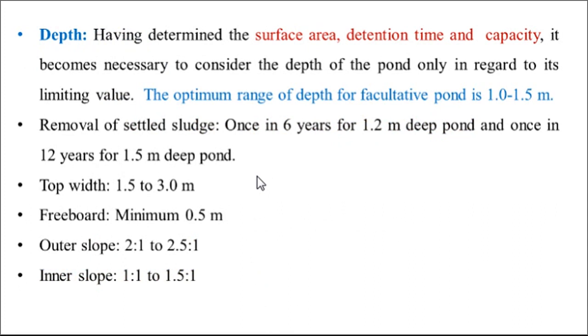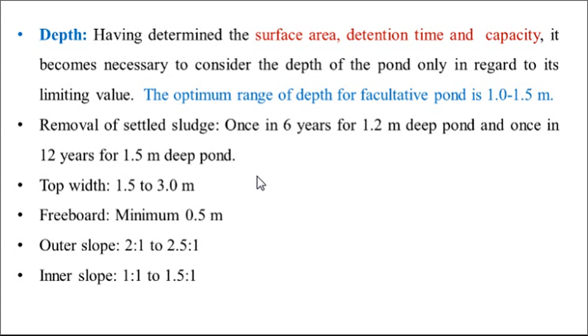Then calculation for the depth. Having determined the surface area, detention period and the capacity, it becomes necessary to consider the depth of the pond only with regard to its limiting value. So by knowing the area, the detention period and the volume, we have to find out the depth, and for the depth we have to consider the minimum depth criteria, that is, the limiting value of the depth.